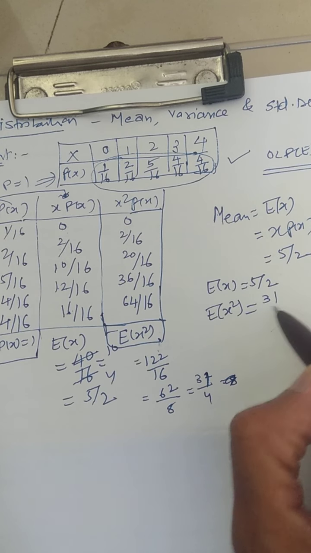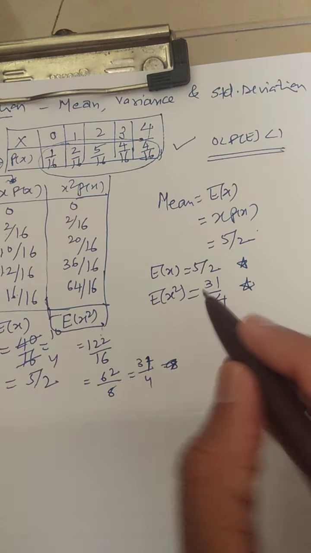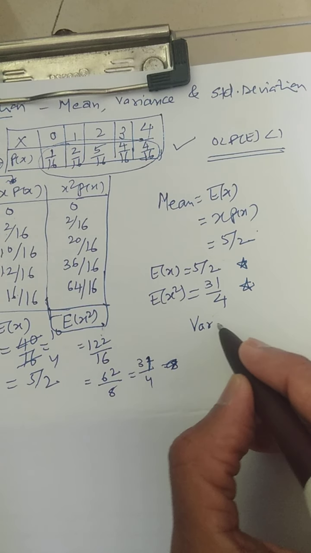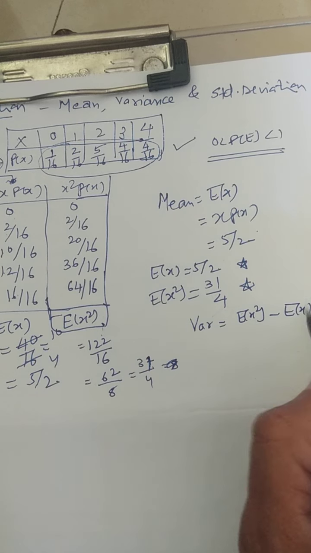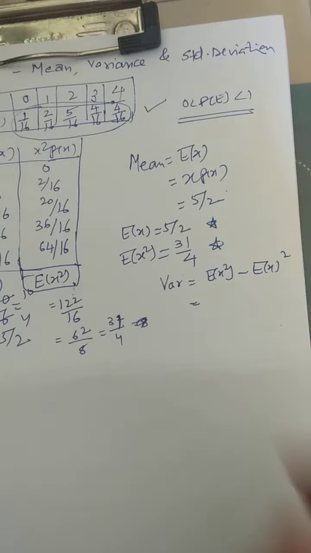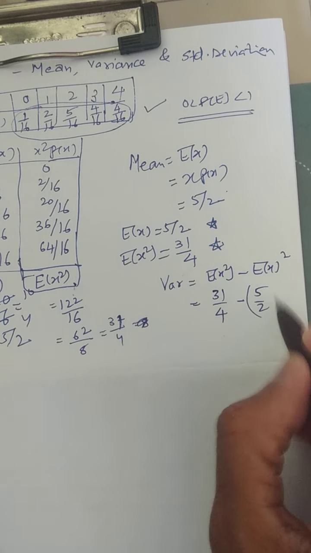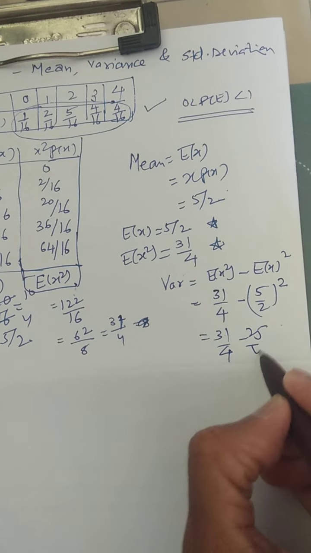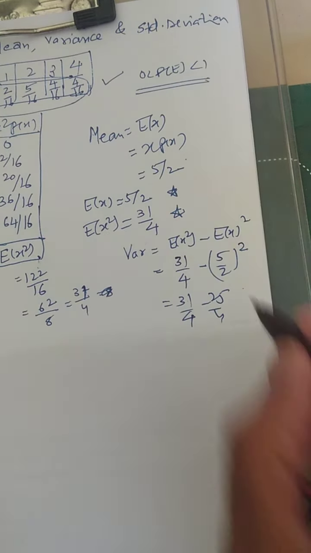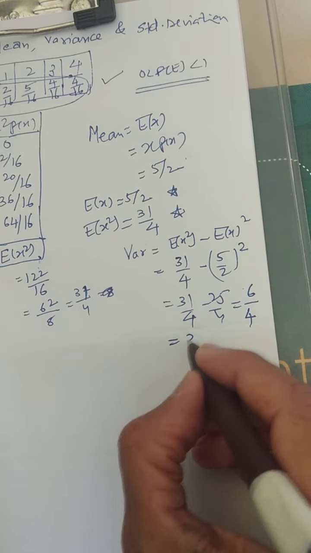So now I have these two pieces of information. These two will help me to find out the variance and the standard deviation. Moving ahead, variance is given by E of x square minus E of x the whole square. What is the E of x square value? It is nothing but 31 by 4 minus this value, 5 by 2, the whole square. So it will be 31 by 4 minus 25 by 4. If you simplify, you will be getting 6 by 4, which can be reduced to 3 by 2.